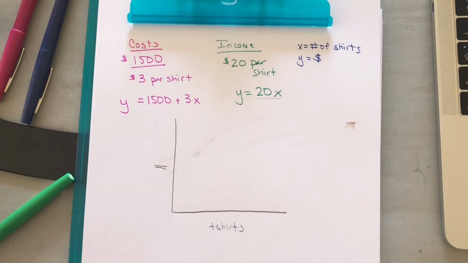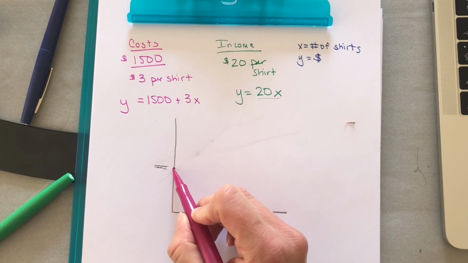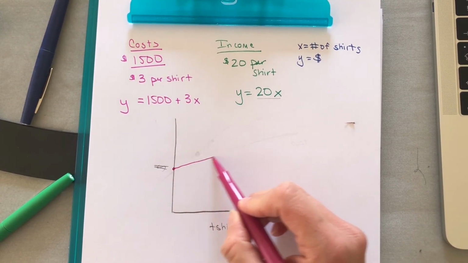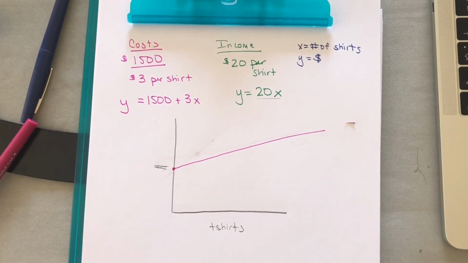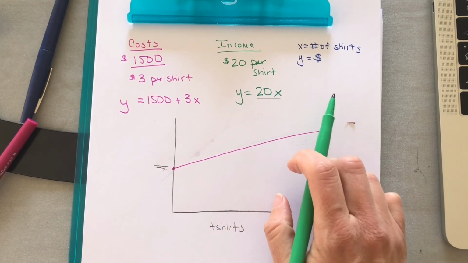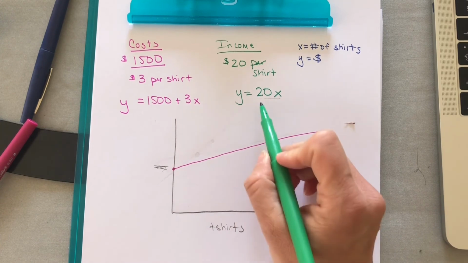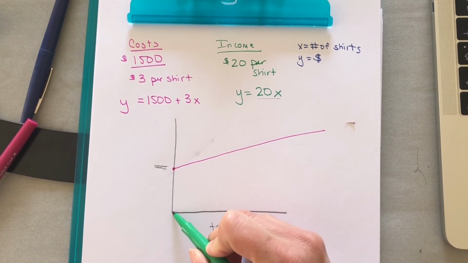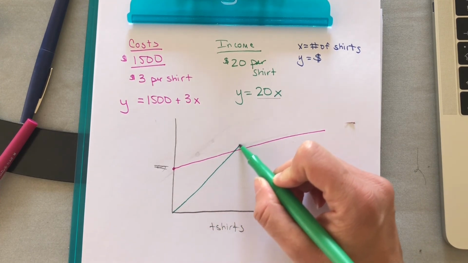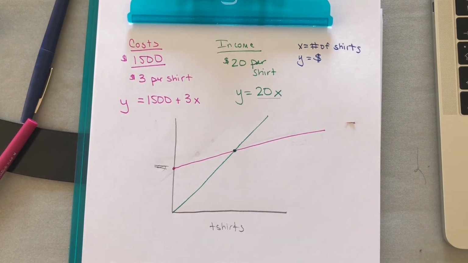So let's think about what's happening here. We have $1,500 that we have to spend initially, but then after that, it's only $3 per shirt. So that's going to be a pretty low slope. And then on the other hand, we're going to have a line for income. That doesn't have a y-intercept. It's going to start at 0, 0, but the slope is going to be steeper because I'm making $20 per shirt. So eventually what's going to happen is that steeper slope, the $20 per shirt, is going to overtake the line for cost.